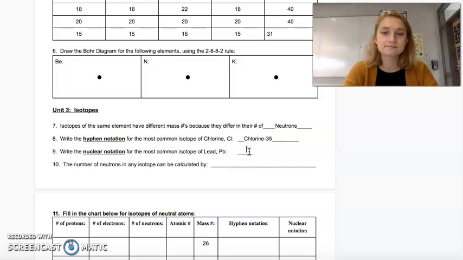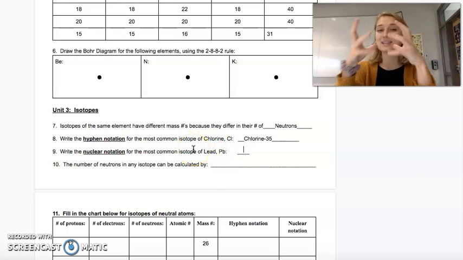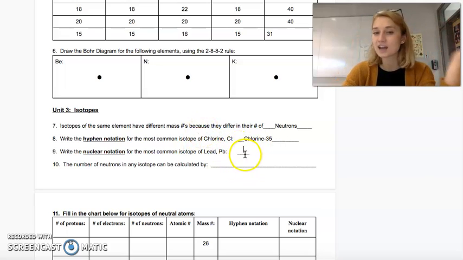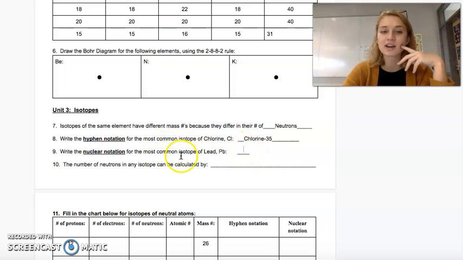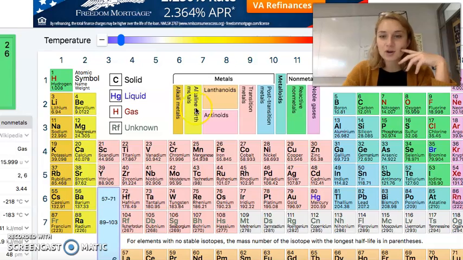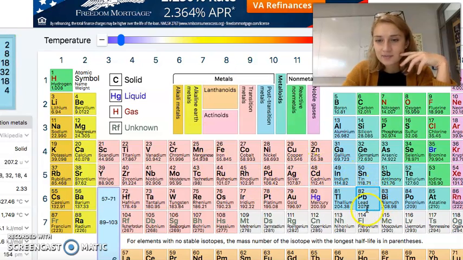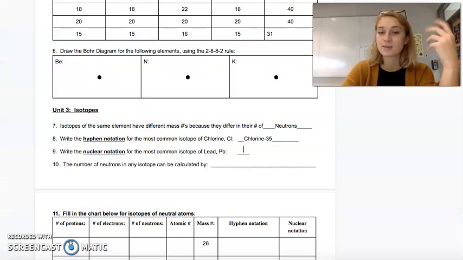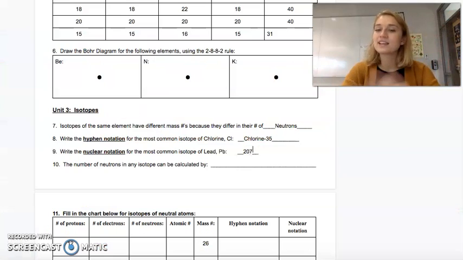That's it. This next one, nuclear notation for the most common isotope of lead. Nuclear notation is where I write the symbol and I just swap the numbers. So my atomic number's on bottom and my mass is on top. Again, it's hard to type on here. I'll at least find the most common isotope though and put that number right here. Same thing, I'm going to go to my periodic table and find lead. It's 207.2, which I would round down to 207. So that's my most common isotope. And I would write that in its nuclear notation.